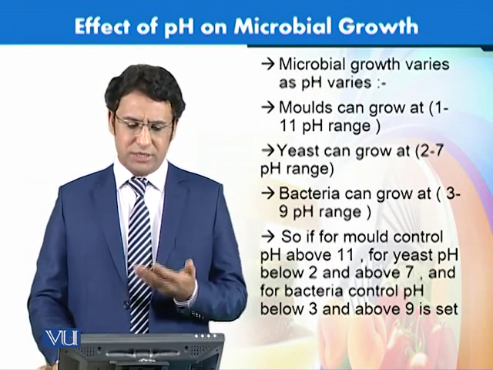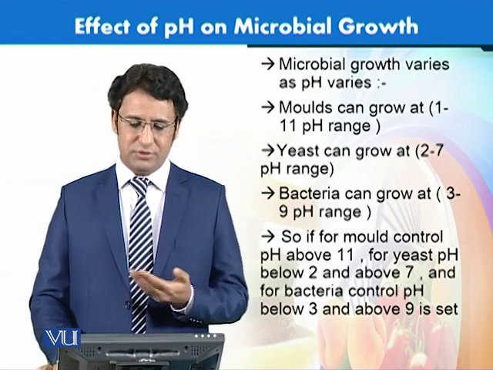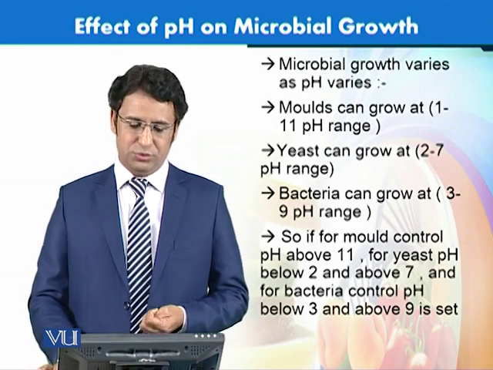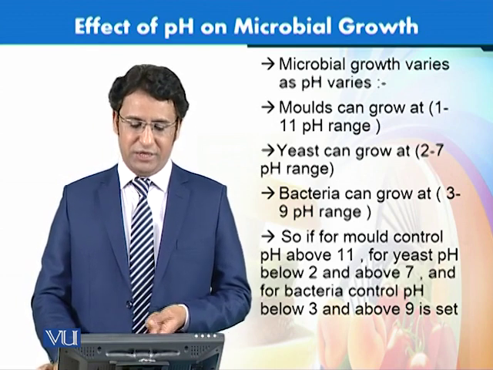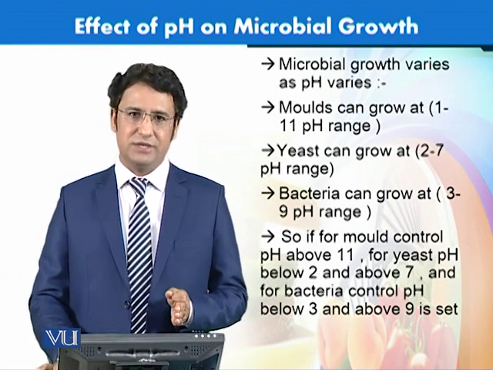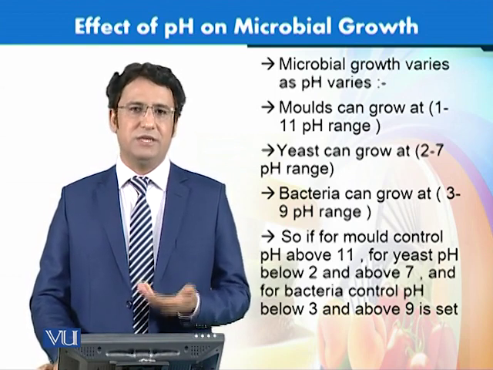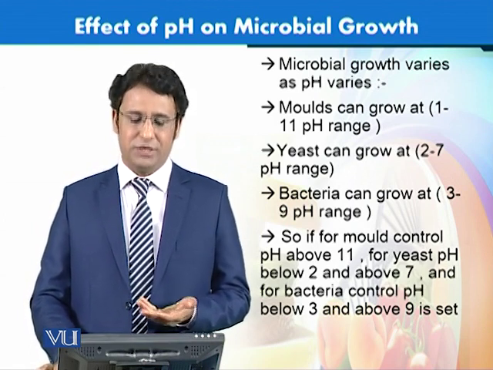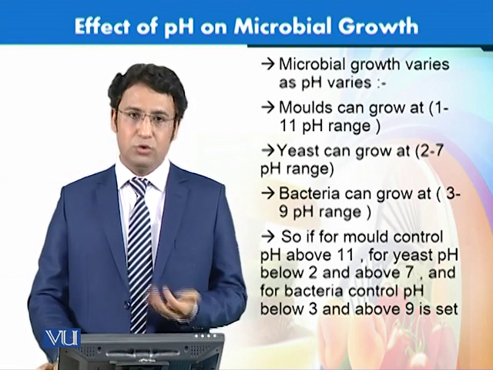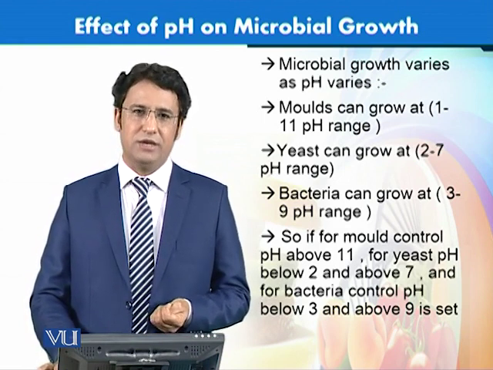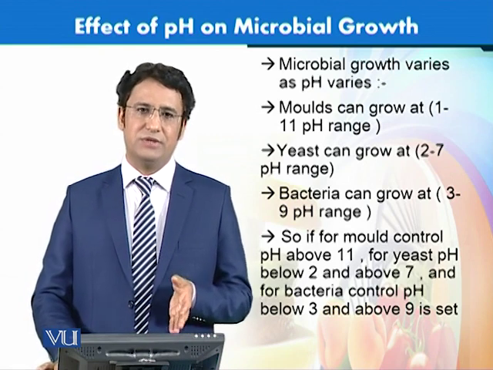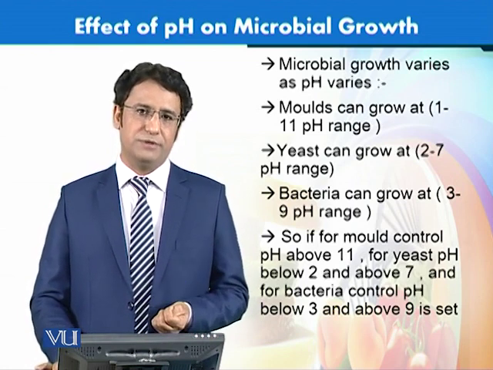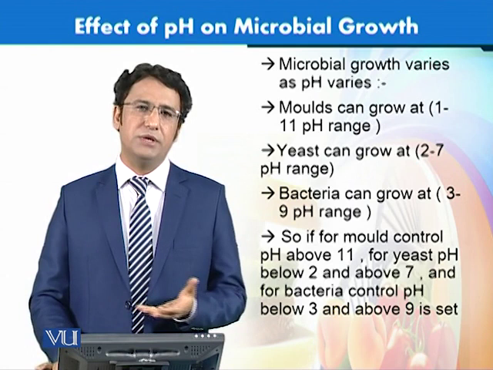For example, again summarizing, molds normally grow from 1 to 11 pH range, yeast would grow from 2 to 7, and bacteria can grow at 3 to 9 pH range. So if we can control the pH for a certain microorganism, then of course we can have better shelf life. For example, if we go above 14, there would not be any growth of molds. Similarly, 2 to 7 is the range for yeast, so we have to go either below 2 or above 7 to control the growth of yeast, and then bacteria 3 to 9 pH, so within that.